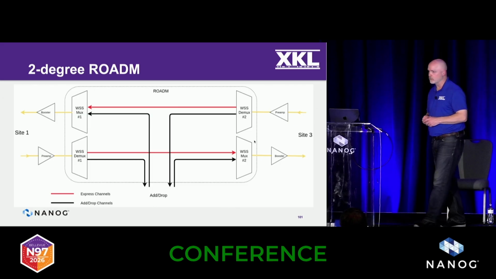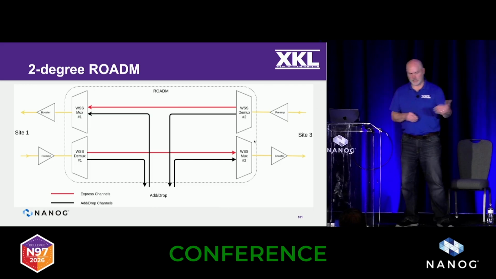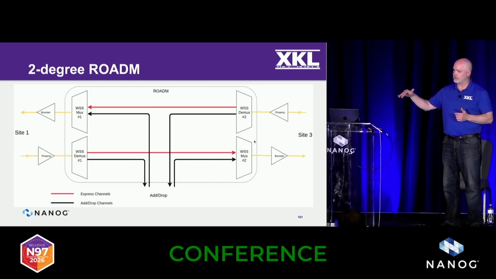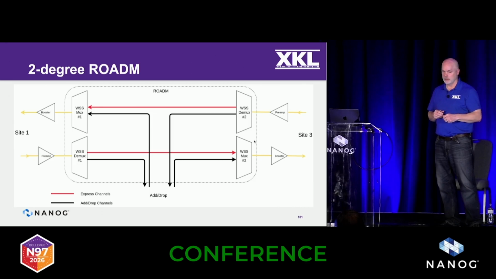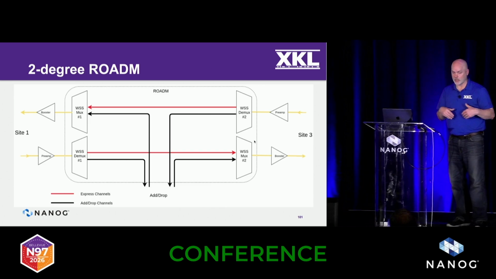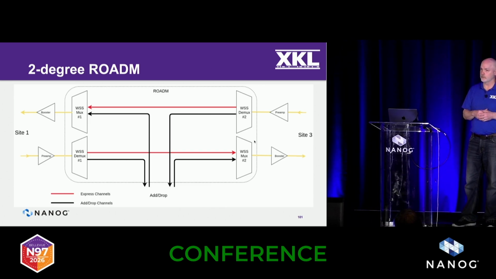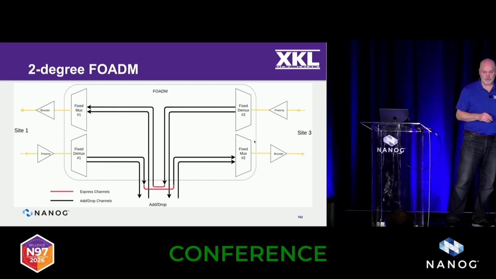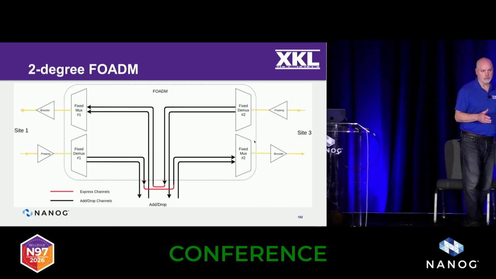That's a 2-degree ROADM. So you've got your stuff coming in from site 1, going through the WSS demux, and I can say, I want this color to go across the red port, out the switching port that's red, or I can send it out the black guy, and that's an add drop channel. And so I can change that in the WSS. That's the idea behind this. So I have the add drop stuff, and I have the express channels going through, and you can change it at any time.